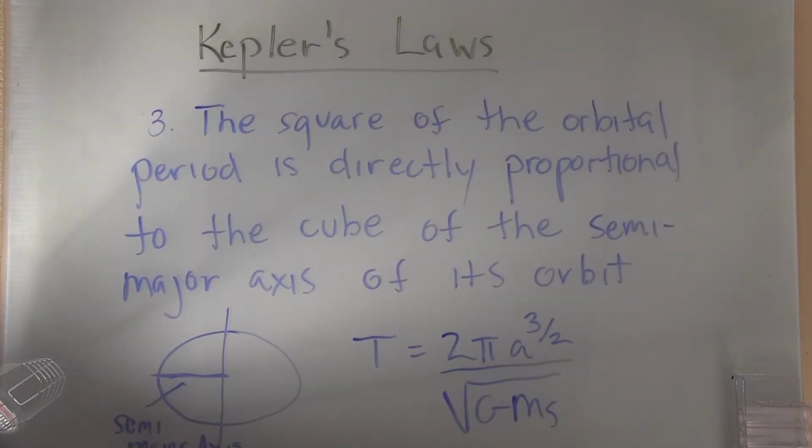Kepler's third law says the square of the orbital period is directly proportional to the cube of the semi-major axis of its orbit. On the left bottom, we have the semi-major axis. It's half the longest axis. On the right, we have the equation where the period equals 2 pi, a to the 3 halves, where a is the semi-major axis, over the square root of g, the constant 6.7 times 10 to the negative 11th newtons meter squared over kilogram squared, times the mass of the sun.